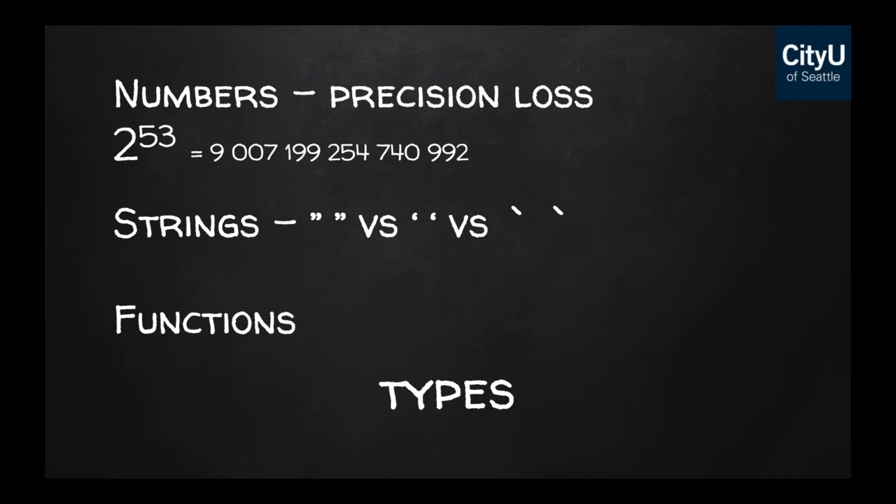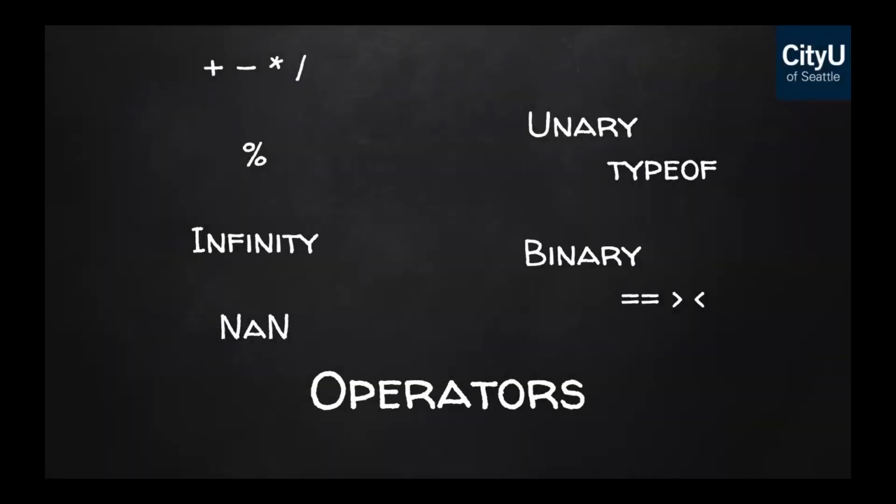Okay, functions, we'll talk about this in later modules. Operators: basically we have plus, minus, times, divide. We have the modulus operator, which gives you the remainder. You have Infinity, which you don't really use. You have NaN, not a number, when it is not a number. So types of operators, you would have unary and binary. When you say unary, it only needs 1 value. When you say binary, it needs 2 values.